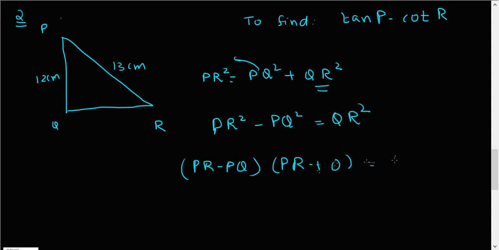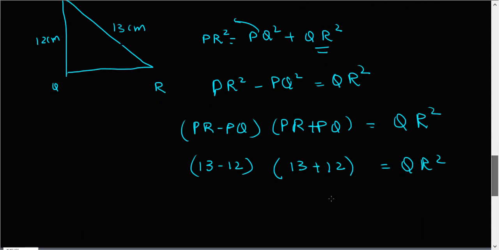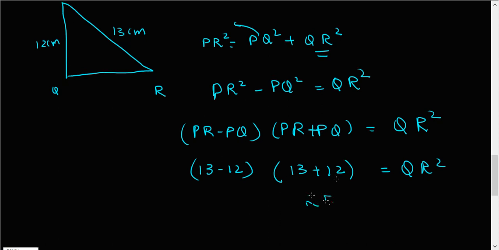This actually makes our work easy most of the time. So PR is 13 minus PQ, that is 12. So that became 1. And here I have, sorry, it's plus. So it's 13 plus 12 equal to QR square. So this is nothing but 25. So square root of 25 would be, and this is 1. So 1 into 25 is 25, would be QR, and that is 5. Since all are centimeter, this would also be centimeter.